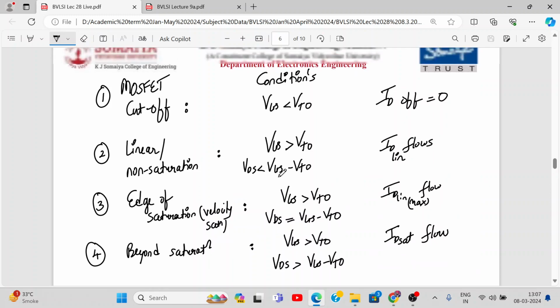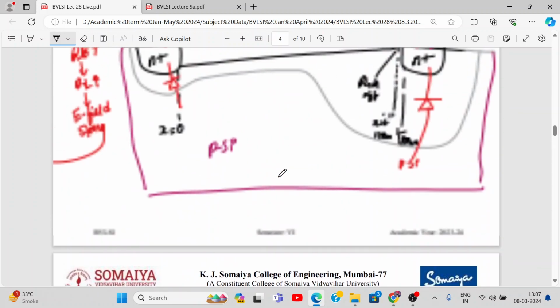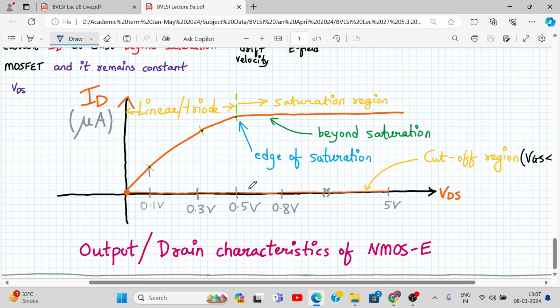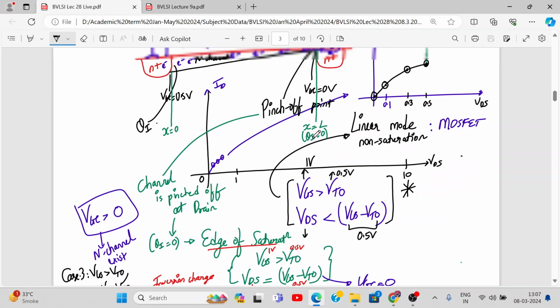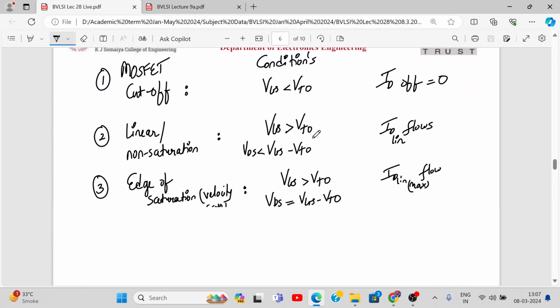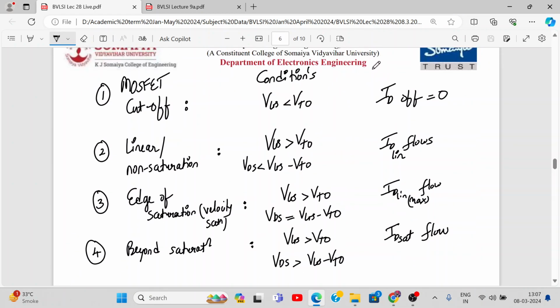N channel MOSFET you have understood, right? Whatever I have discussed, you can refer to the lecture. I have used both these documents together to explain the output characteristics like this. If you have any doubt, you can refer to the recording. But these conditions are very important to understand anything else.